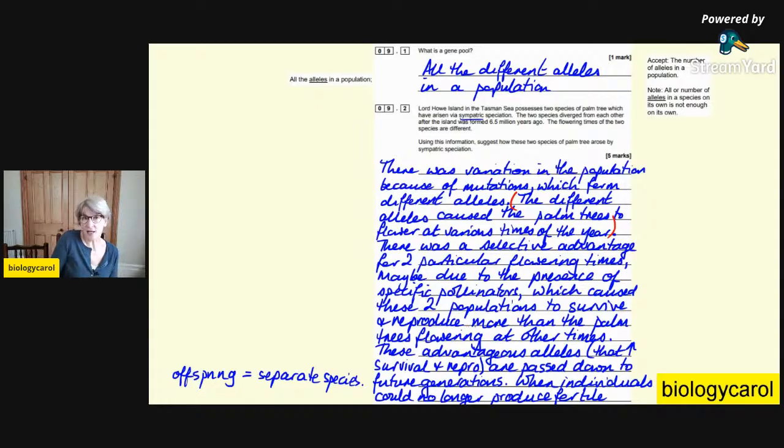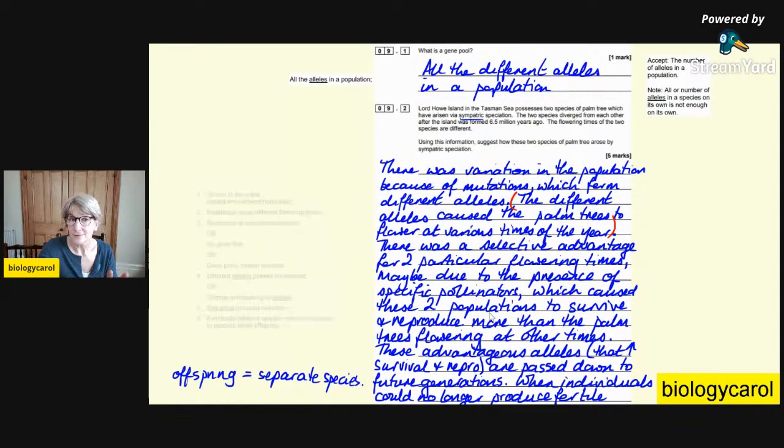So they cause the two populations to survive more than the palm trees flowering at the other times. These advantageous alleles, i.e. the ones that caused the different flowering times and increase survival and reproduction, are then passed down to future generations. When finally two individuals from these two populations could no longer breed to produce fertile offspring, you've got two species.